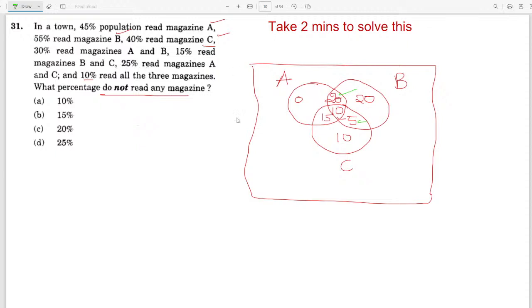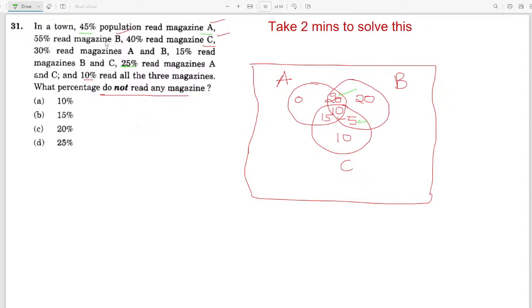25% read magazines A and C. 10 is already here. So it has to be 25 A and C common. So this area would be the common area between A and C. That would be 25. 10 is already in the center. So the other part is 15. So 15 plus 10 is 25, combined 25. And then again we go outside. For example, here they have said 45% population read magazine A. So 20, 10 and 15. Total is 45. So the remaining would be 0 because total anyway is 45.